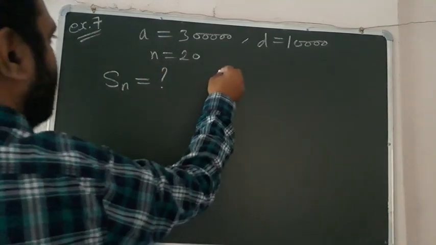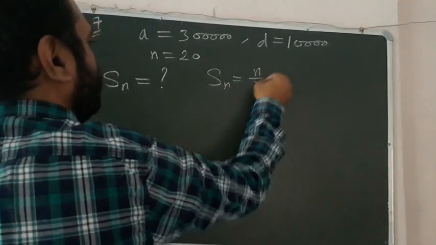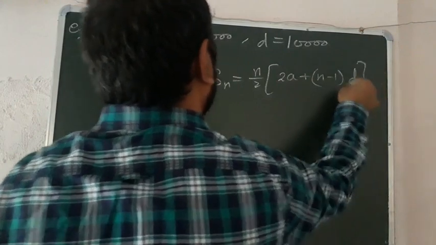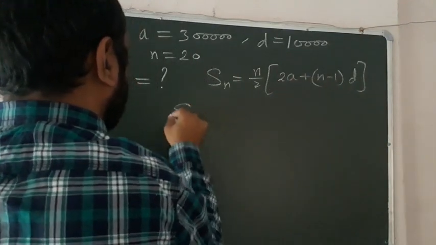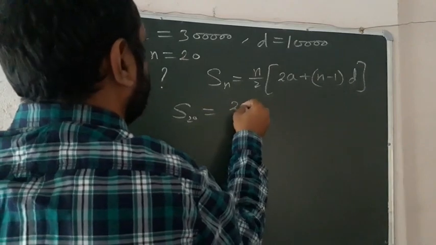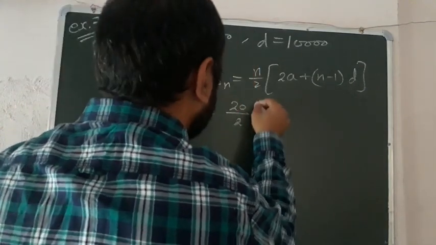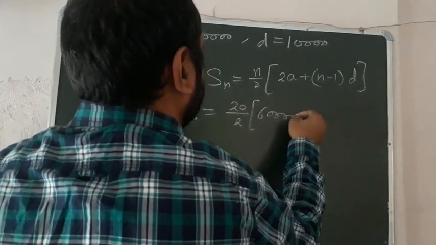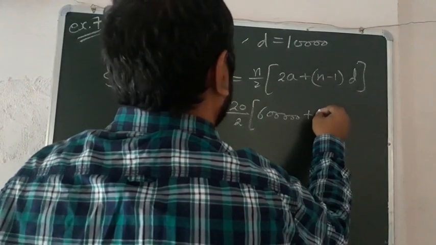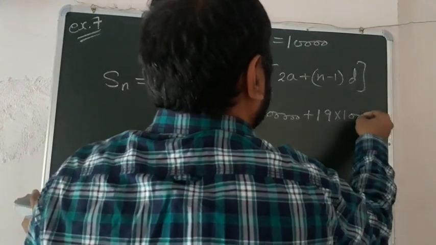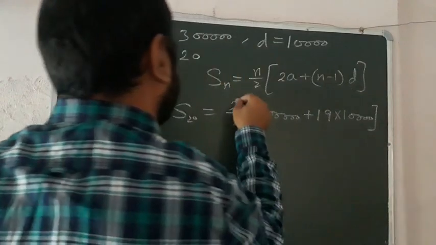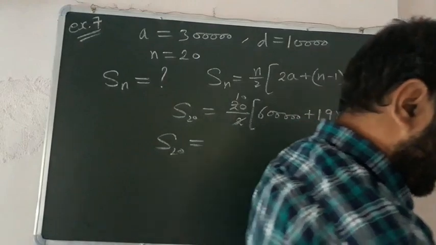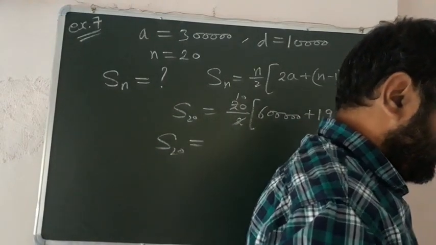S_n is the formula n by 2 into 2a plus (n minus 1) into d. So when we put in the values, S_20 is equal to 20 by 2 into 2 into a, which is 6 lakh, plus (n minus 1) into d, which is 19 into 10,000. When we simplify this, we get the answer, which is 79 lakh.